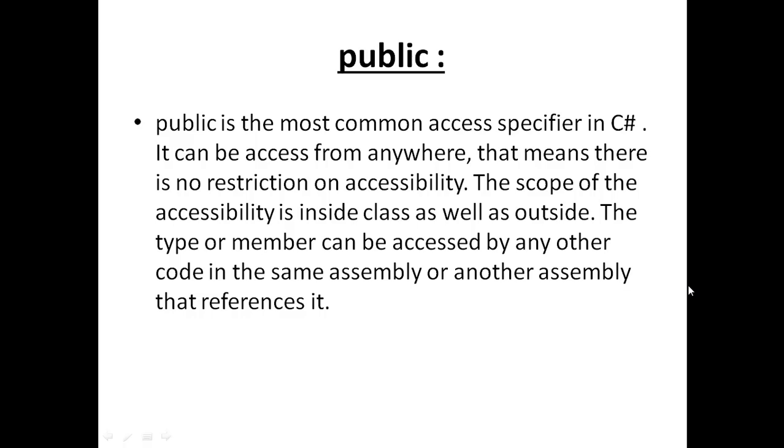The type or member can be accessed by any other code in the same assembly or another assembly that refers to it. It means if you have a base class and a derived class inherited from the base class, then you can access any public method or data type in the derived class which is declared public in the base class.